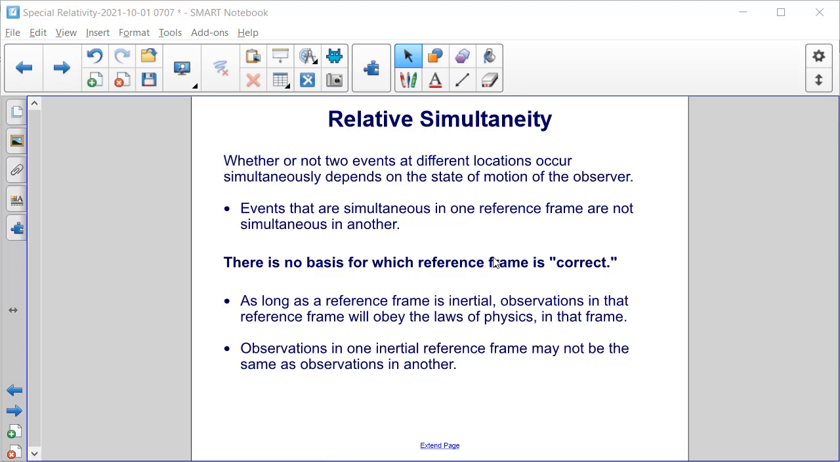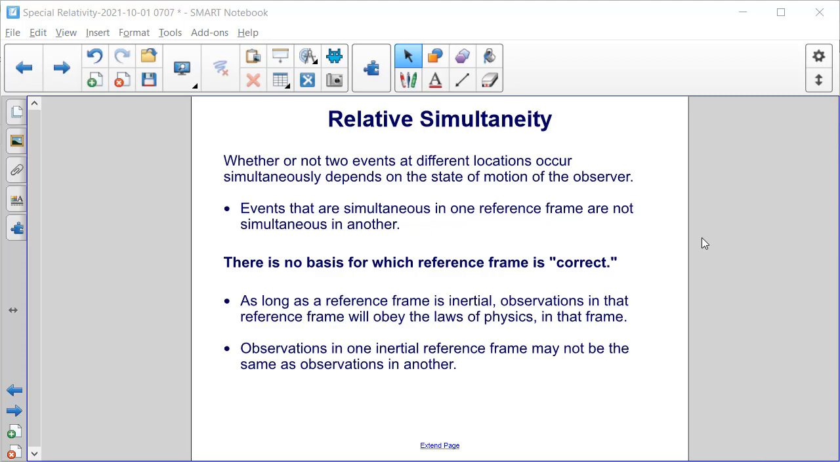There is no basis for which of those reference frames is quote unquote correct. As long as a reference frame is inertial, observations in that reference frame will obey the laws of physics in that frame. Observations in one inertial frame may not be the same as observations in another.